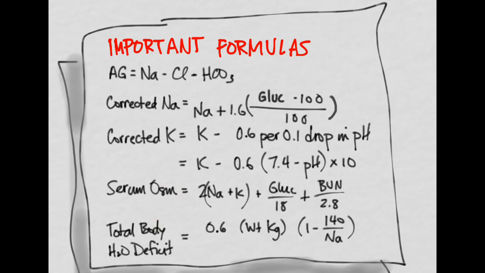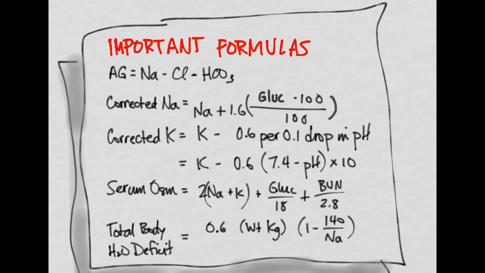Osmoles, we're going to use this really in the HHS, so you want to know how to calculate that. The formula I had always been taught was 2 times the sodium, but I found another one that said 2 times the sodium plus the potassium, plus glucose over 18, plus BUN over 2.8. And again, you're going to calculate the serum osmoles because you want to see how high those are. And then the total body water deficit you can see here is 1 minus 140 over the sodium, times the weight in kilograms, times 0.6.